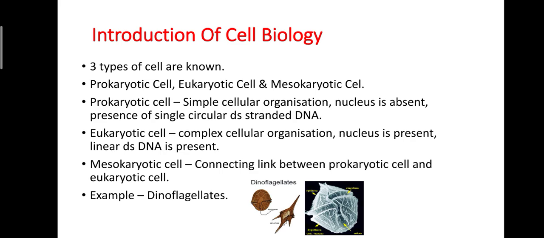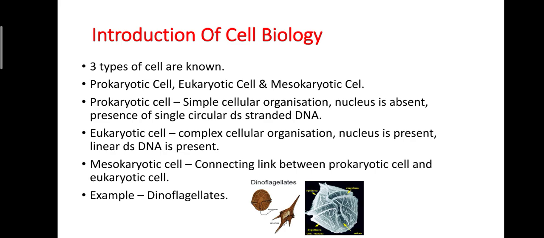Actually, this prokaryotic cell has a simple cellular organization. It has very simple components. What is the structure of prokaryotic cell? We will discuss in the next slide. Nucleus is absent. I told you primitive type of nucleus means a poorly defined structure of nucleus is present, which is called the nucleoid, but actually a true nucleus is absent. There is a single circular double stranded DNA and ribosome as protein machinery, and all types of cell organelles are absent in a prokaryotic cell. Hence this prokaryotic cell is called a simple cellular organization.